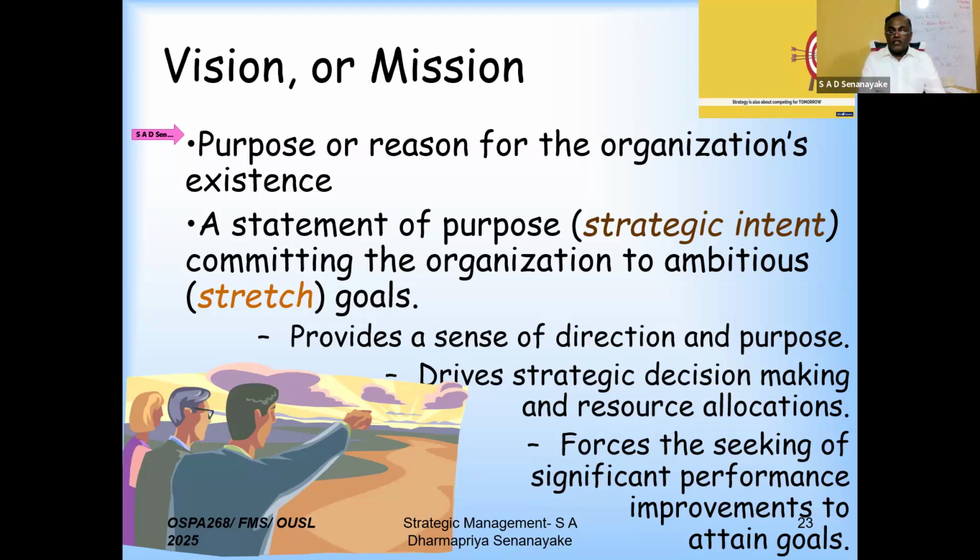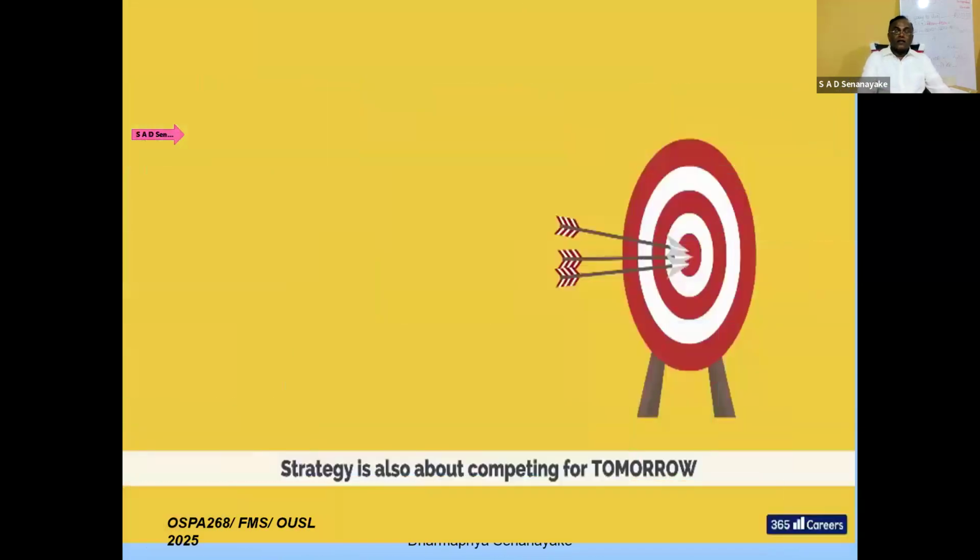So it drives strategic decision making. Vision and mission drive the strategic decision making process and resource allocation. So they are based on vision and mission. So we can get hold of all our supporters, the organizational people, to go towards this vision and mission. So it is the force that seeks significant performance improvements to attain growth. That's what we want.